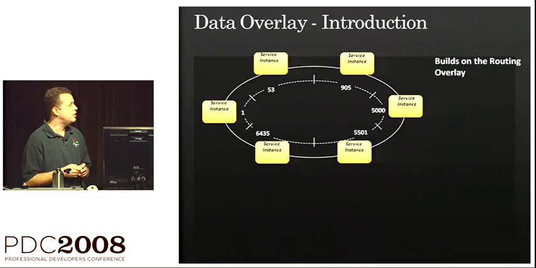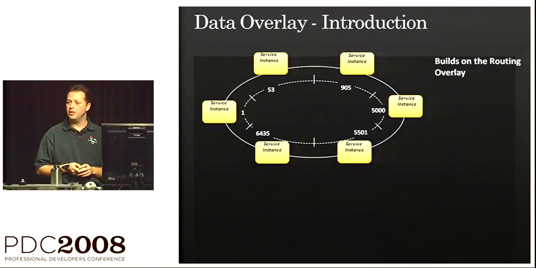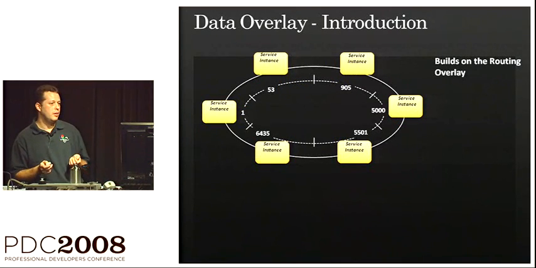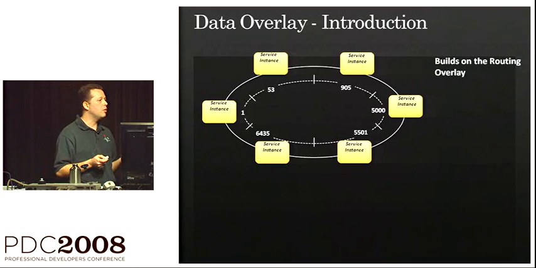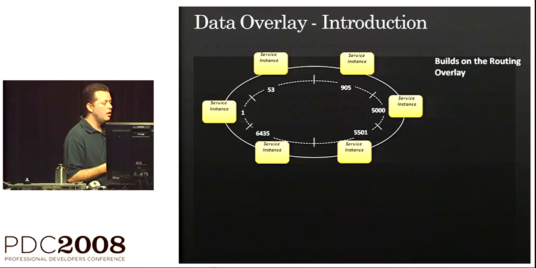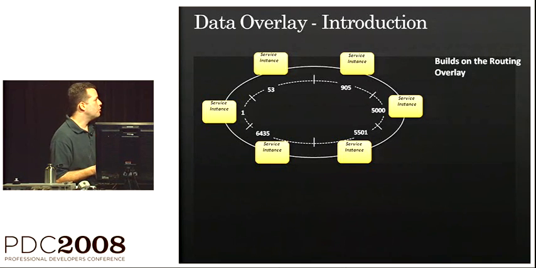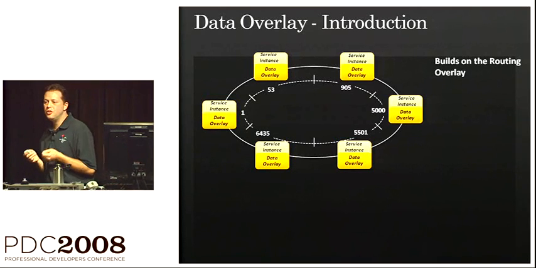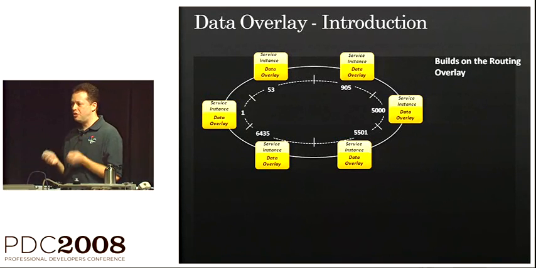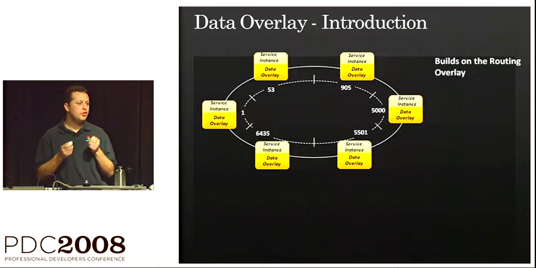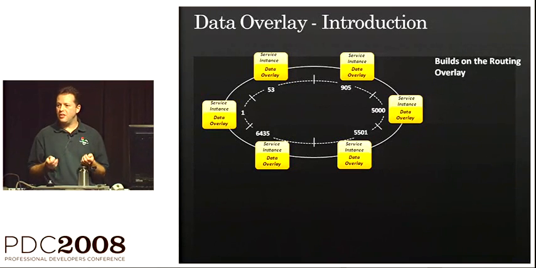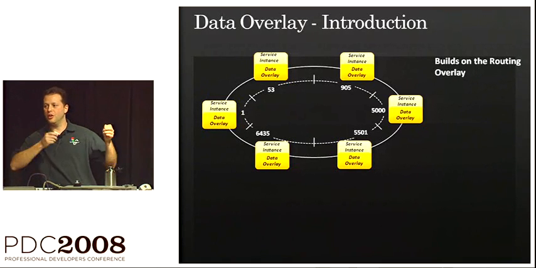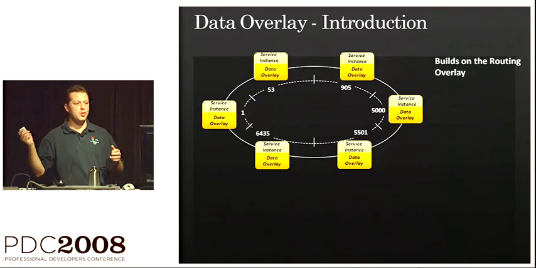Now, I'll move on to the data overlay here. The data overlay is a piece of infrastructure that's built on top of the routing overlay. And of course, it assumes the peer-to-peer network that the routing overlay offers. What the data overlay does is it gives the service a transient state store. The service can use the transient state store to associate state, the state that it works on, with a specific partition. What the state does then is it follows the partition around.